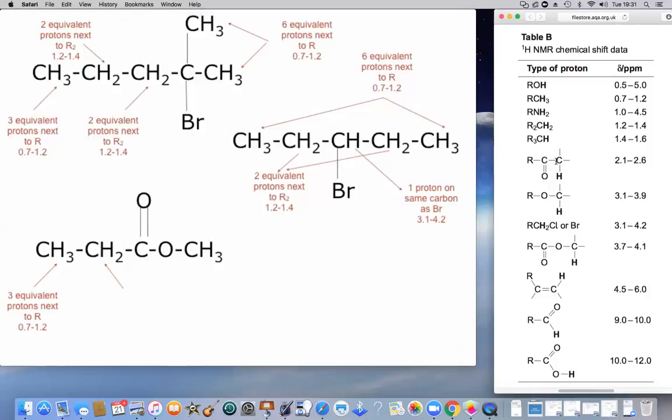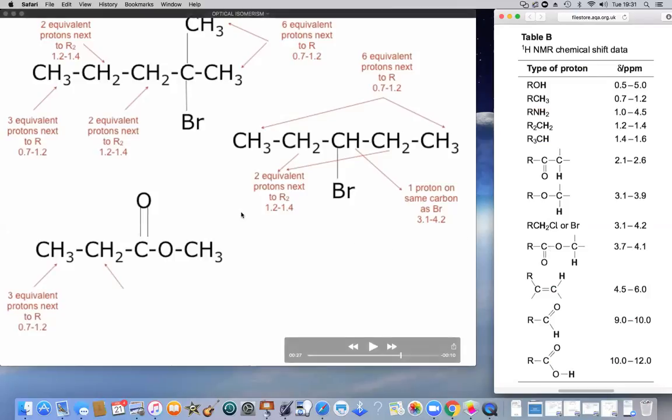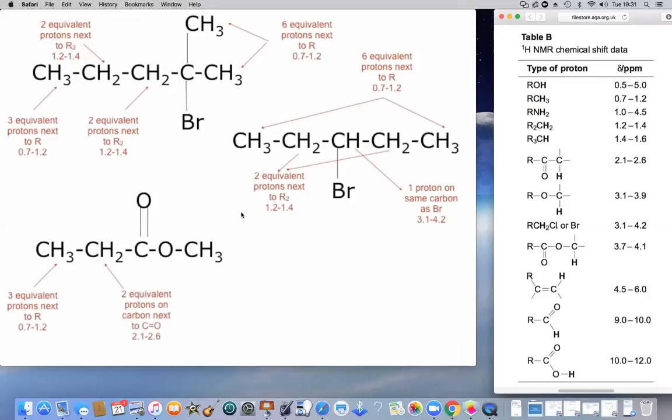So if we have a look through, we have a proton there attached to carbon, attached to carbonyl. Is there anything else that appears to match? That is the only one. So that would have a chemical shift of 2.1 to 2.6.